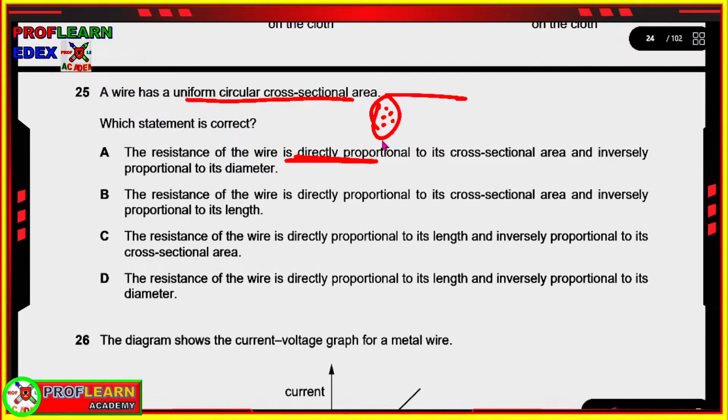When you have a wire, a thick wire and a thin wire, that means that if the cross-section area is small, you have small electrical resistance. The resistance of the wire is directly proportional, that one we said is out. So the resistance of the wire is directly proportional to its length and inversely proportional to the cross-section area, which is the correct answer. Not diameter. So that is it.